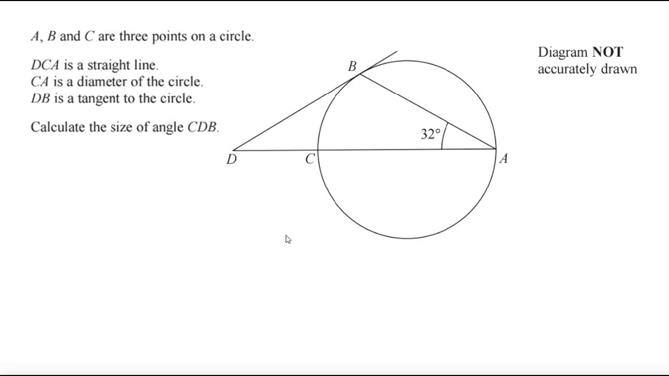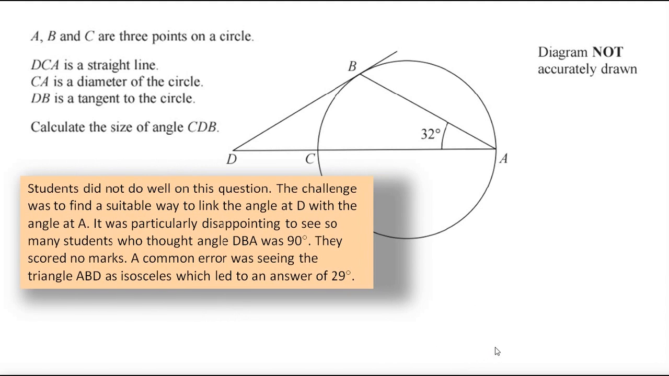Okay, so here we have an iGCSE question, a classic problem-solving kind of puzzle, very simple diagram and a description. Before we tackle this problem where we have to find the angle CDB, this angle here, let's have a look at the examiner's remarks. So the examiners say that students didn't do well on this question.